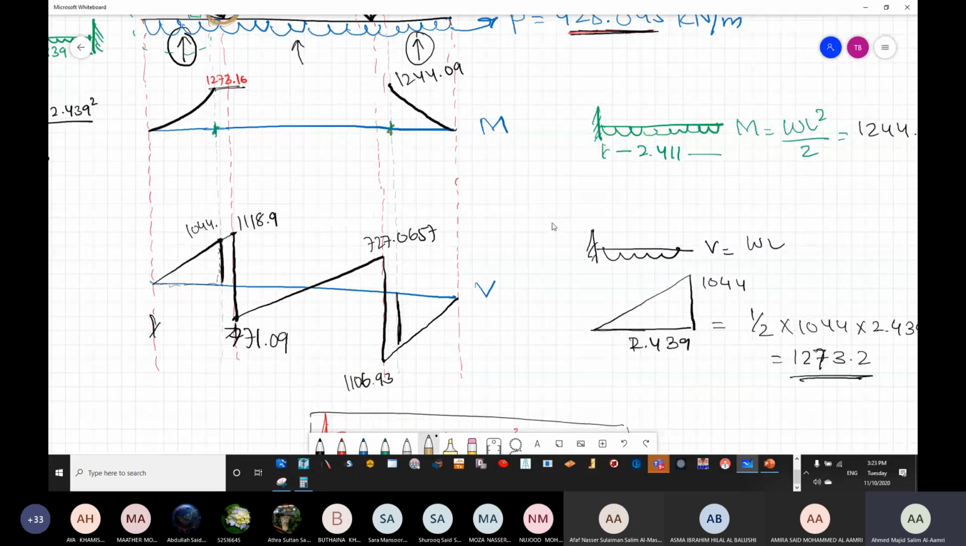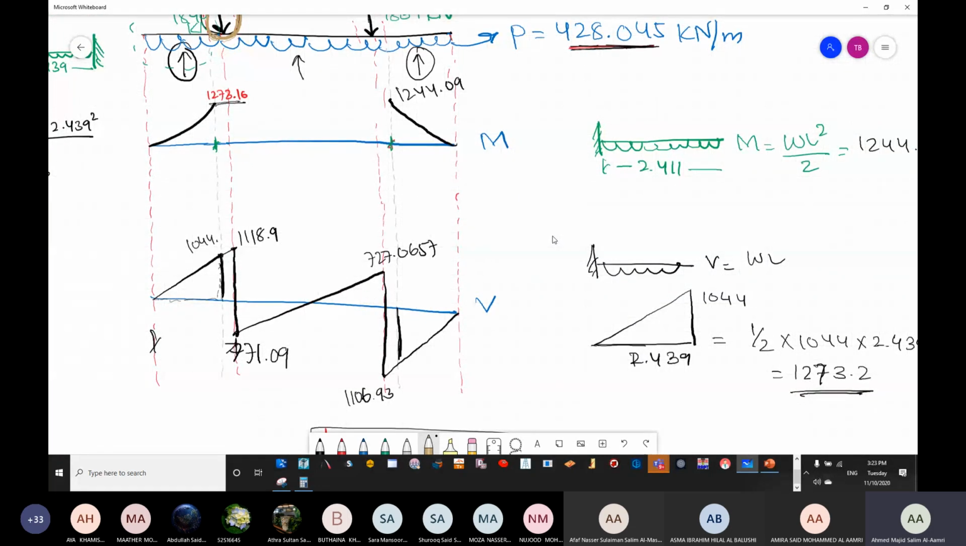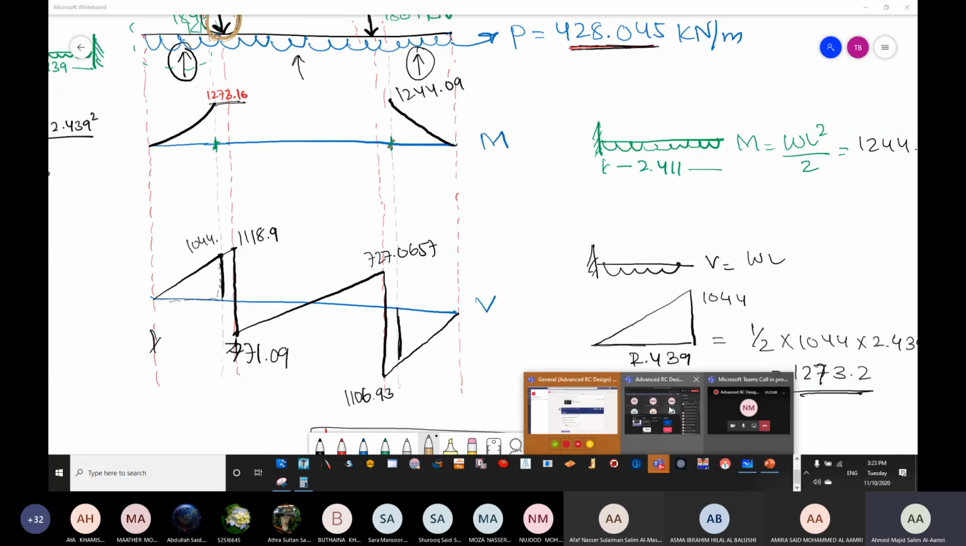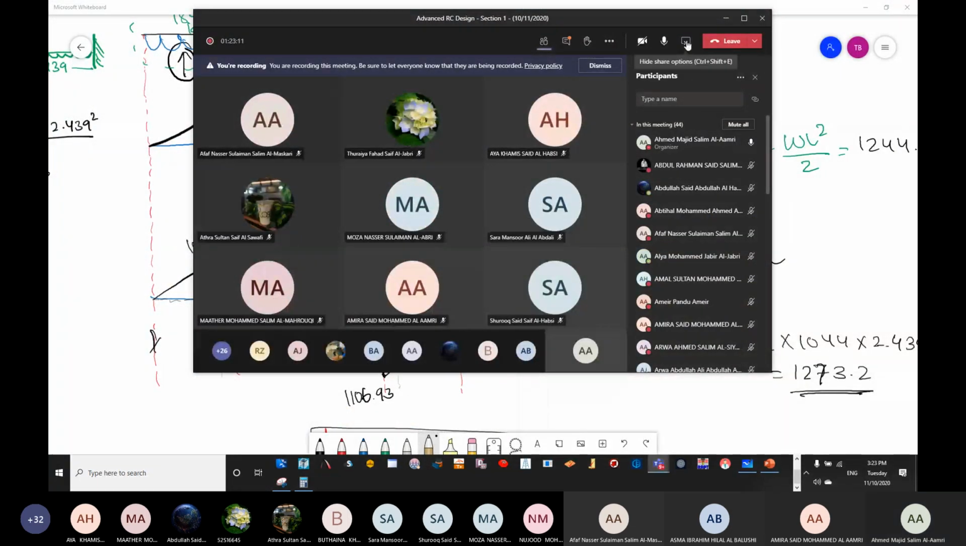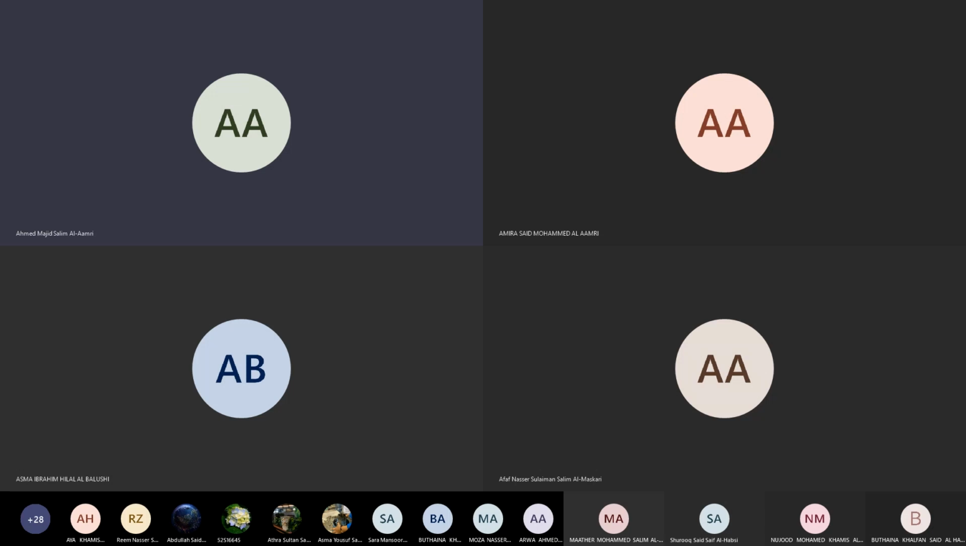Okay. Now, the screen is not visible. It means that because of the network, because I didn't close the screen.